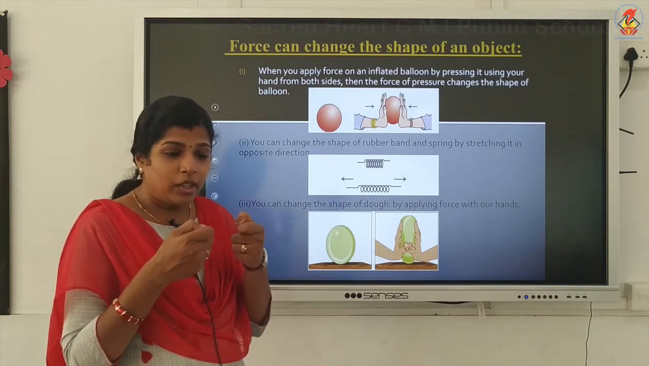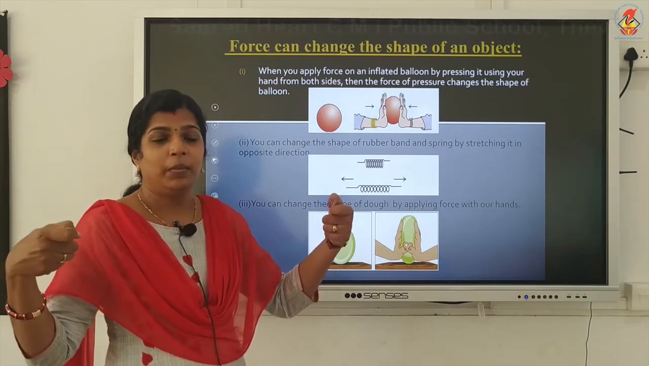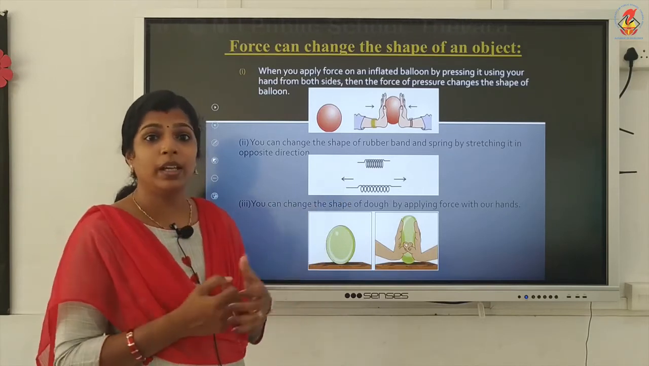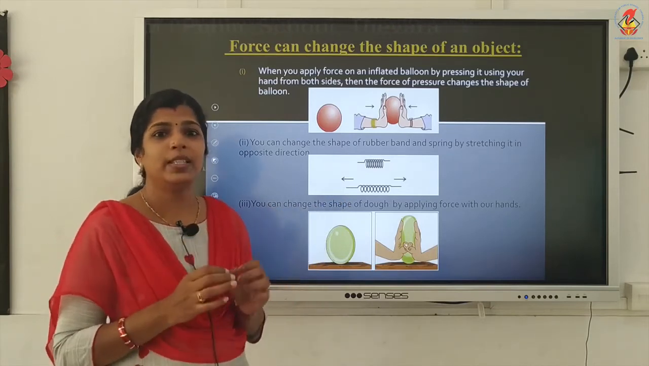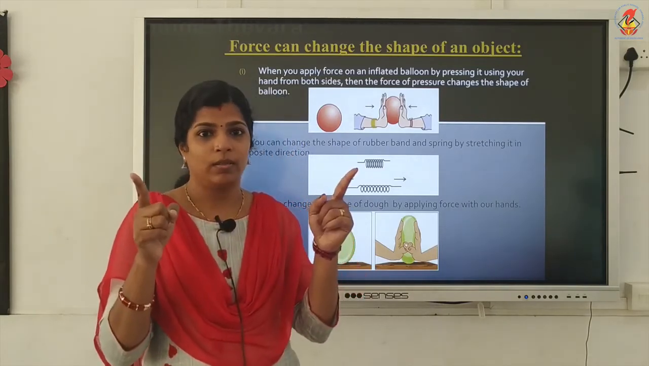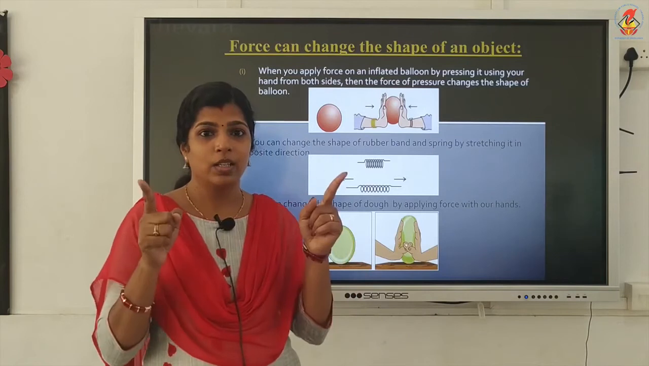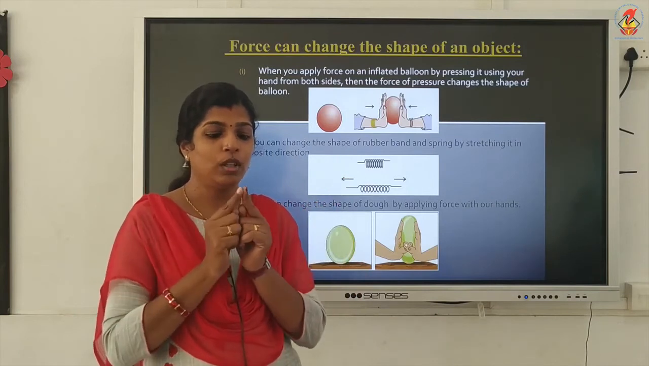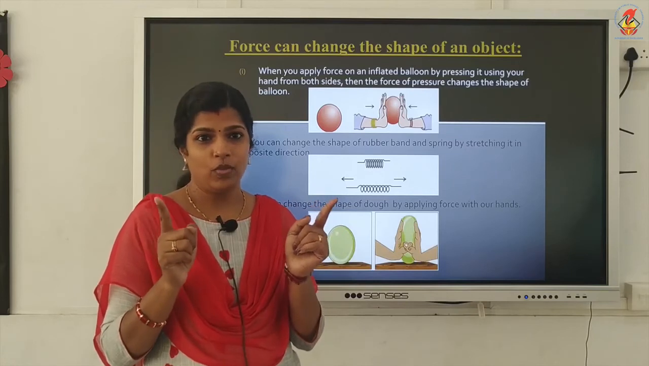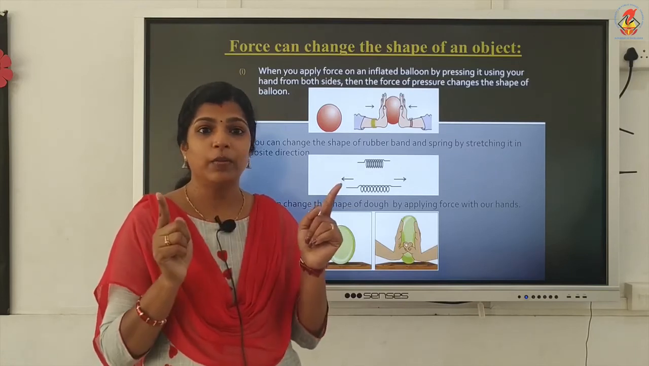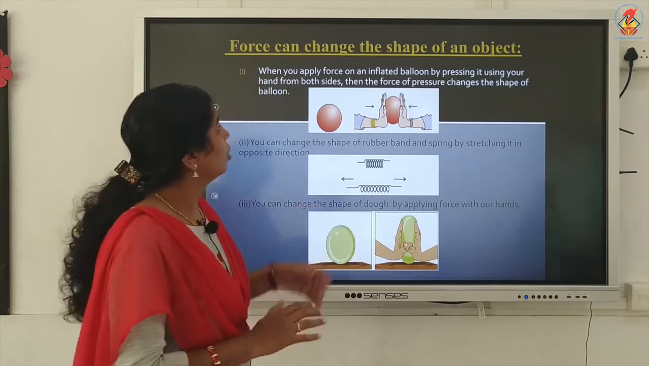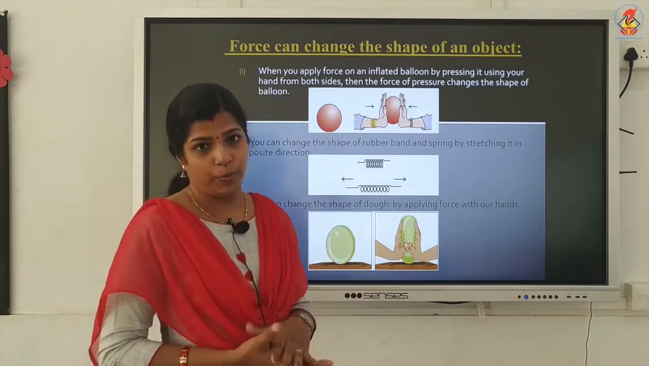Now, this one is a stretched string. You can stretch it by applying force. Simple example, take a rubber band and stretch it. So, the shape of that rubber band will change. So, a force can change the shape of an object.